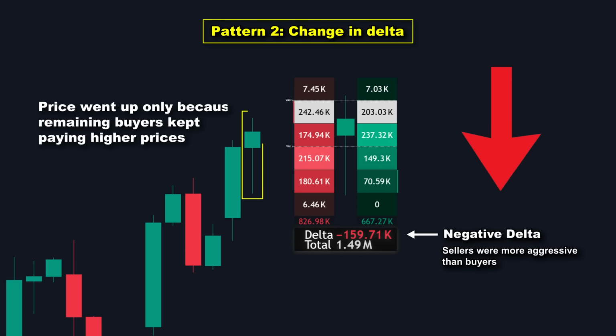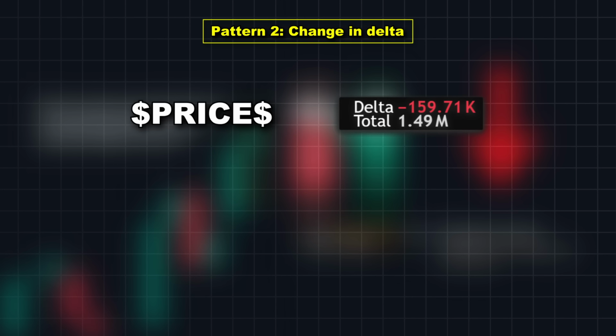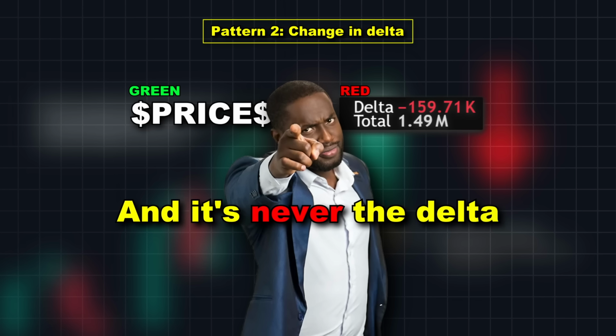The direction of aggression had already flipped. That gap between price direction and delta direction is the signal. Price and delta are supposed to tell the same story. When they start disagreeing, one of them is about to be proven wrong, and it's never the delta.